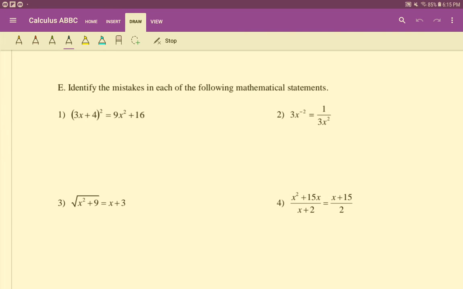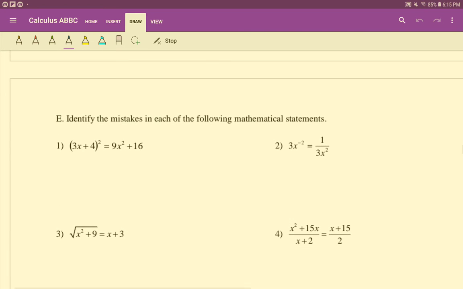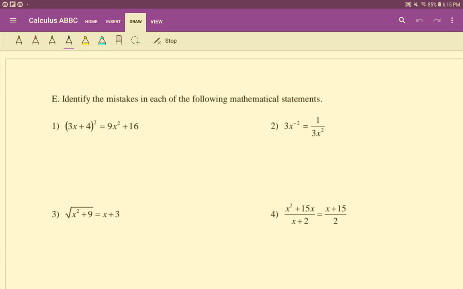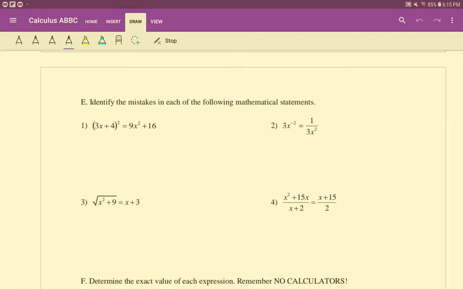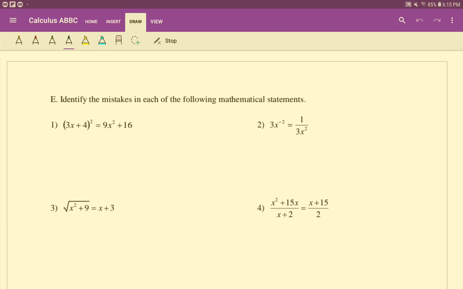Everyone, and welcome back. We are looking at letter E in the AP Calculus summer review packet. We're going to look specifically at all four of these errors or mistakes that are made in each of these statements. So we're kind of just discussing them. Okay, so let's get to it here.